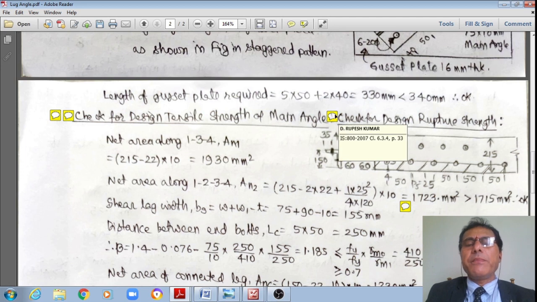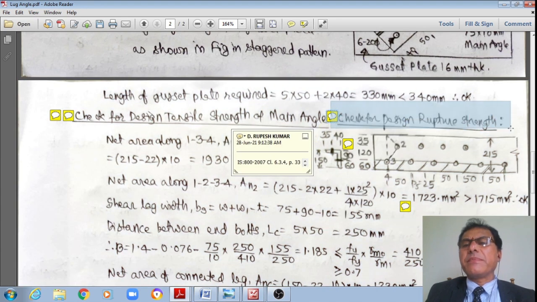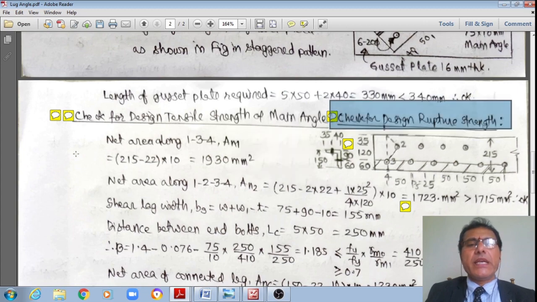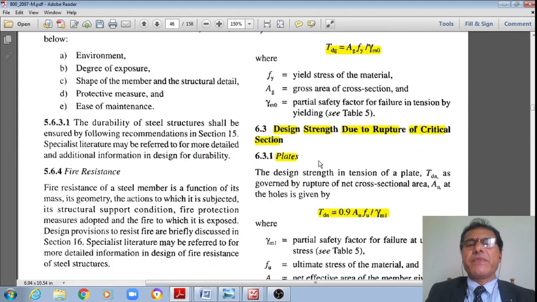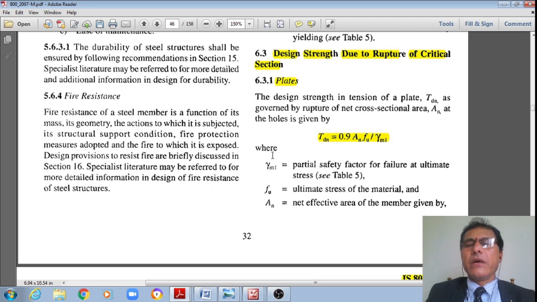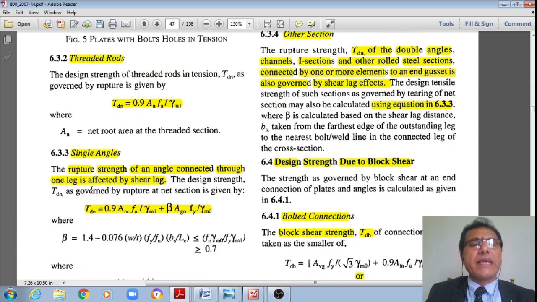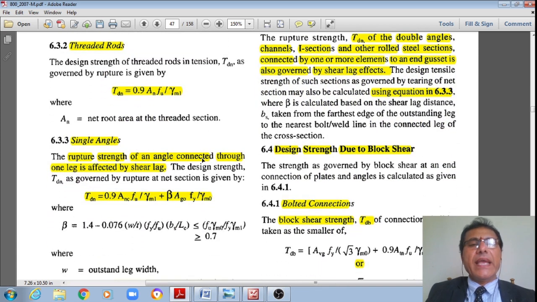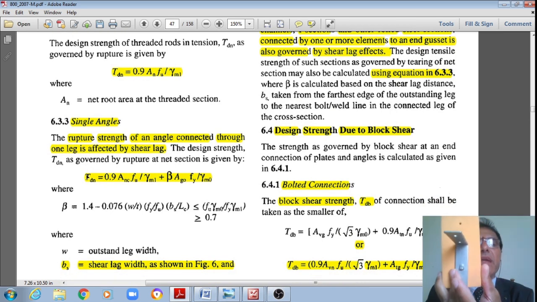Now let me also check the design rupture strength as per clause 6.3.4, page number 33. Let me see that Codal specification, student. On the same page, this is the design strength due to rupture of the critical section. This is not that plate, student. This is a single angle. Actually, the rupture strength of an angle connected through one leg is affected by the shear lag.